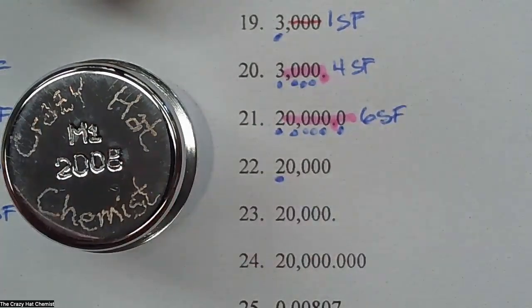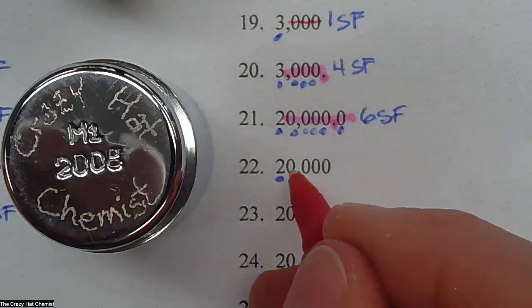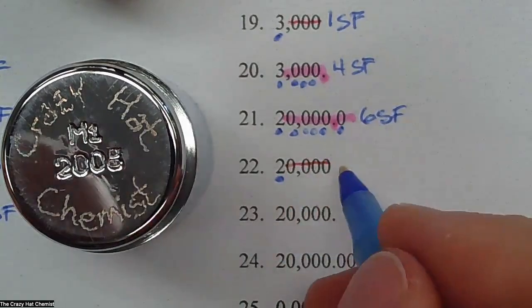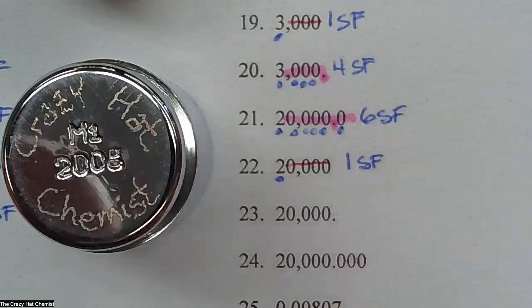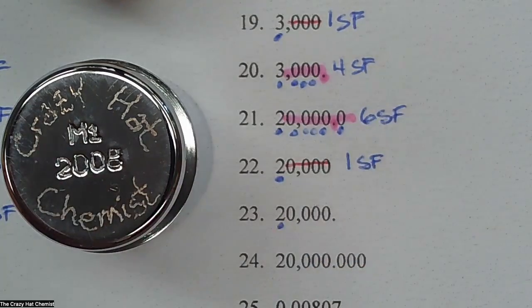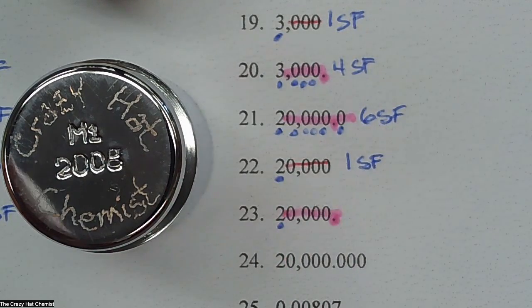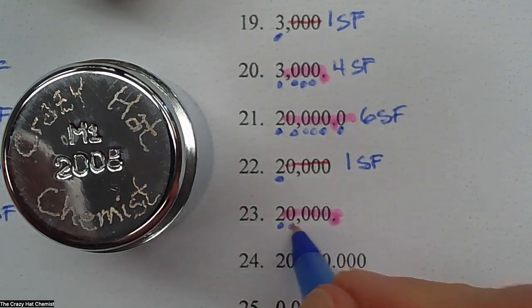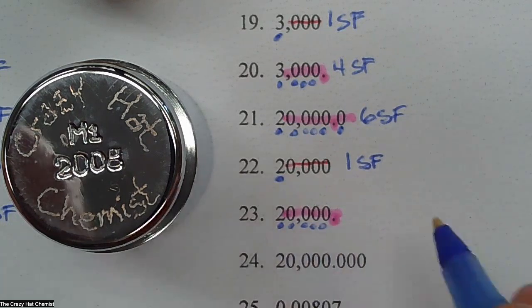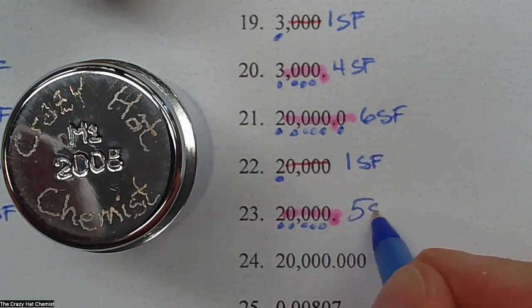Non-zero integers always count. These are trailing zeros. Without a decimal, they do not count, so 1 significant figure. Non-zero integers always count. There's a decimal in the number, and all these trailing zeros count. So that is 4 trailing zeros plus the 2. That is 5 significant figures.